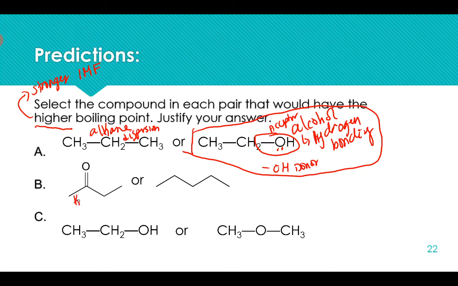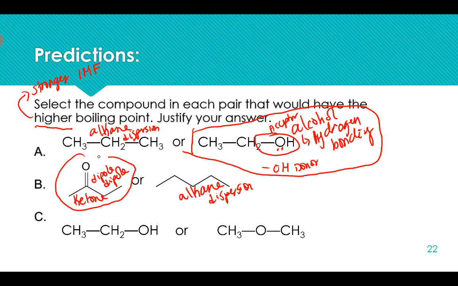Here we have a ketone versus an alkane. This is going to have dipole-dipole as its strongest intermolecular force between similar molecules. This alkane is just going to be dispersion forces between similar molecules. And so dipole-dipole is stronger. And so this one's going to have the higher boiling point.